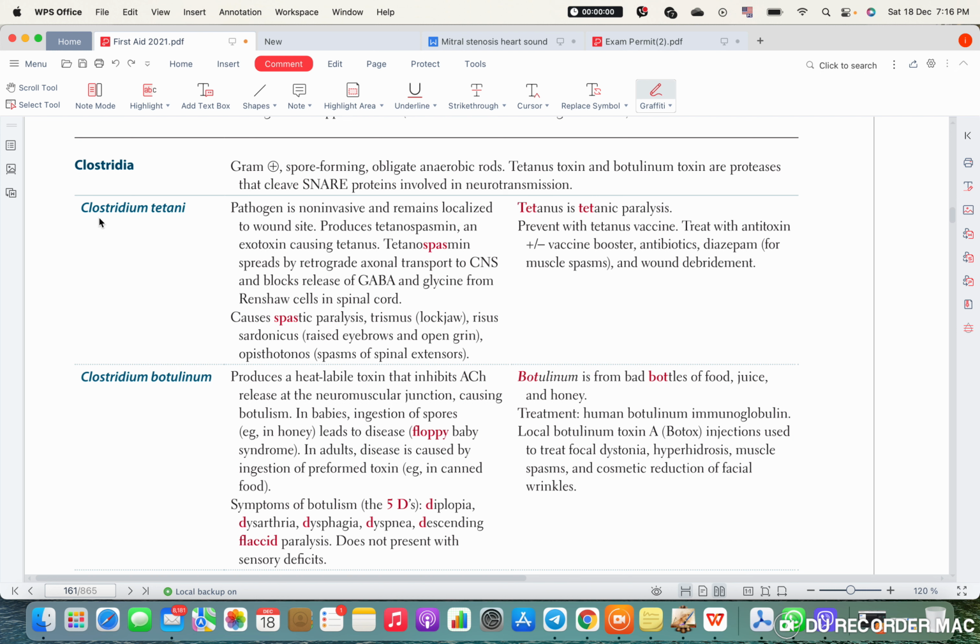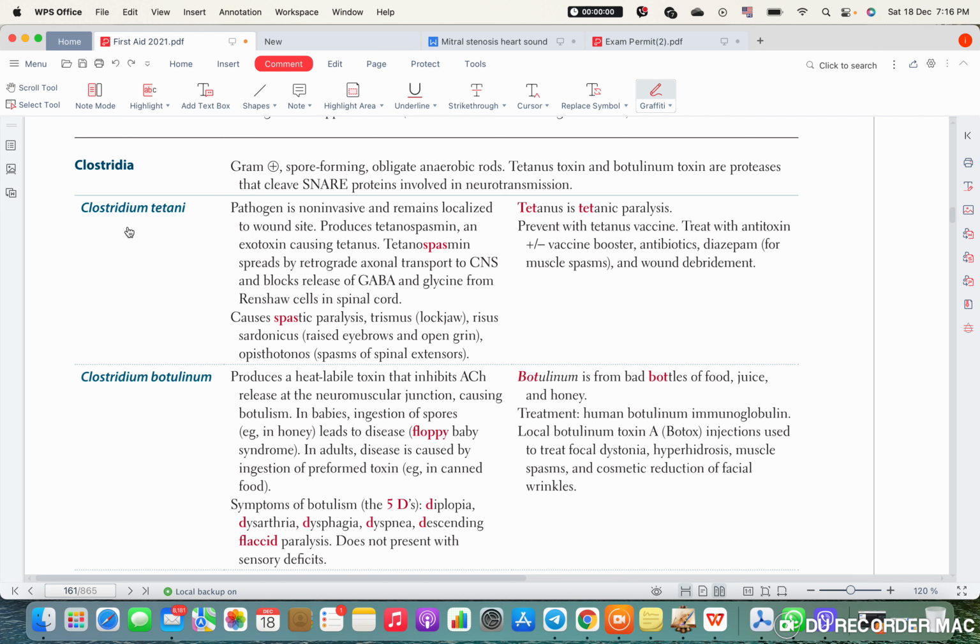So let's start with the one that I like the most, Clostridium tetani. To start with, can we prevent it? Yes or no? Can we prevent somebody from getting tetanus? Yes, how? Vaccine. Absolutely correct. The Clostridium tetani pathogen is non-invasive. Wow, he sounds nice. He's not invasive.